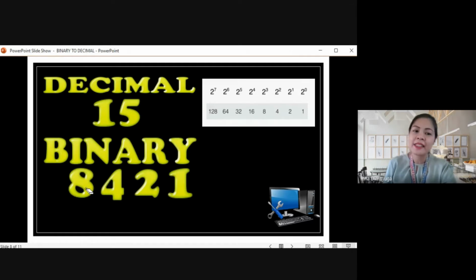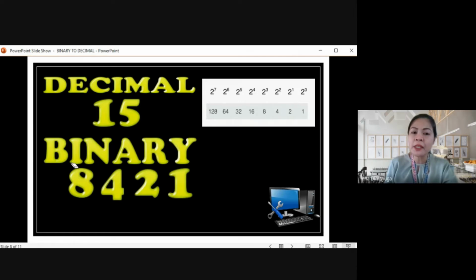And class, if you double the number 8, the answer should be 16, which exceeds the decimal value being asked. So from 8, we'll have to stop here. The combination that we are going to use to convert the decimal 15 to its binary form will be 8, 4, 2, and 1.